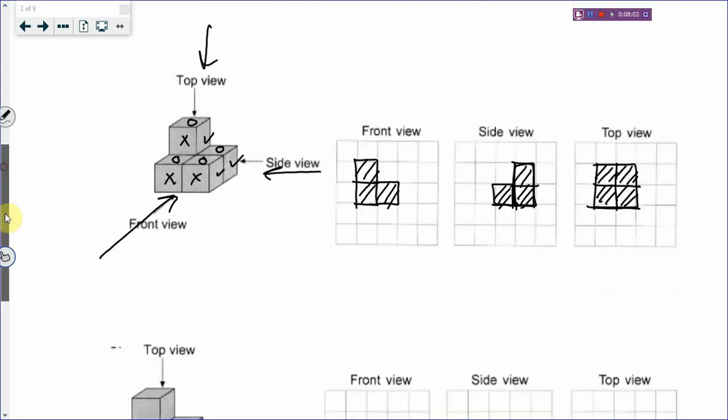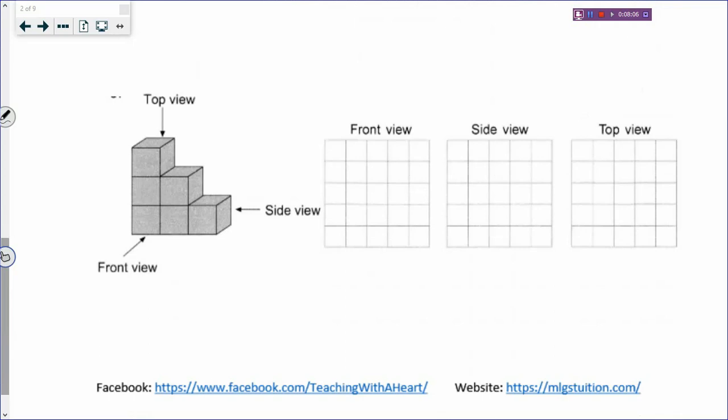Okay, let's look at one more example. Now, how do you draw the front view? By facing this way.